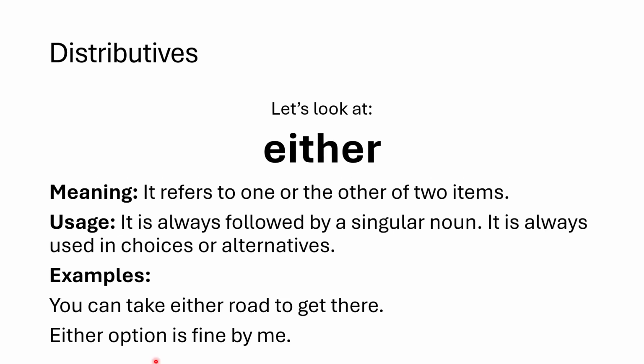Let's look at either. The meaning. It refers to one or the other of 2 items. The usage. It is always followed by a singular noun. It is always used in choices or alternatives. Here are some examples. You can take either road to get there. Either option is fine by me.